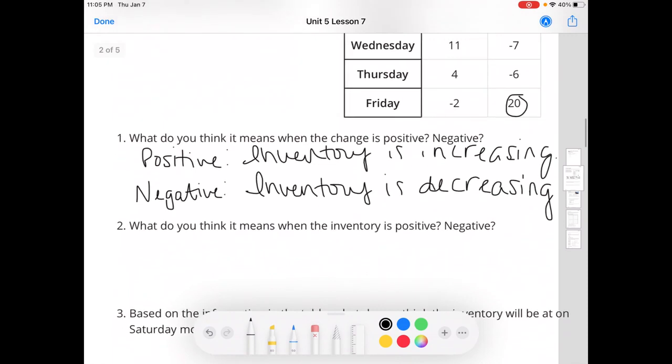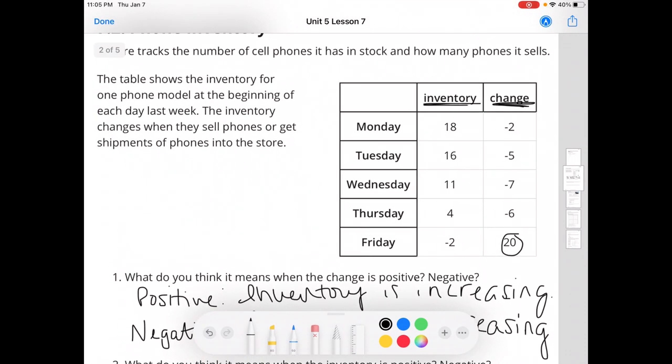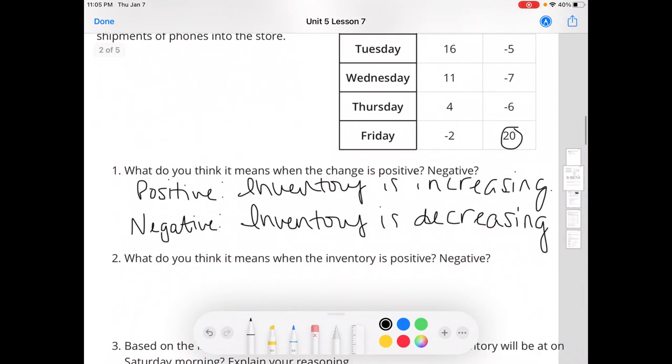What do you think it means when the inventory is positive? In this column, if I have a positive number, what could that mean? One thing could be how many phones there are in the store. So positive inventory could mean the number of phones in stock. What about if it's negative?